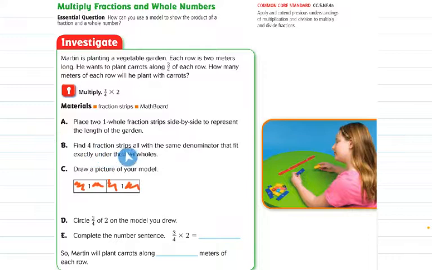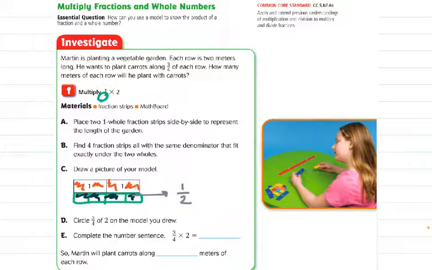Step 2, find 4 fraction strips all with the same denominator that will fit exactly under 2 wholes. When we look at the denominator here, we see 4. That means we need 4 pieces to fit underneath our 2 wholes. The only fraction strip that would work is halves. So we're going to place a half under each of these. This is 1 half, 2 halves, 3 halves, 4 halves. On the side, I'm going to write that each of these represents a half.